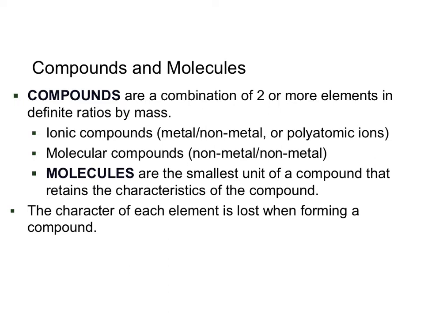We can also have molecular compounds, which are going to be formed by two or more nonmetals coming together. One molecule is considered to be the smallest unit of a compound that still retains the characteristics of that compound. It's important to note that the character or the properties of individual elements are lost when forming a compound.